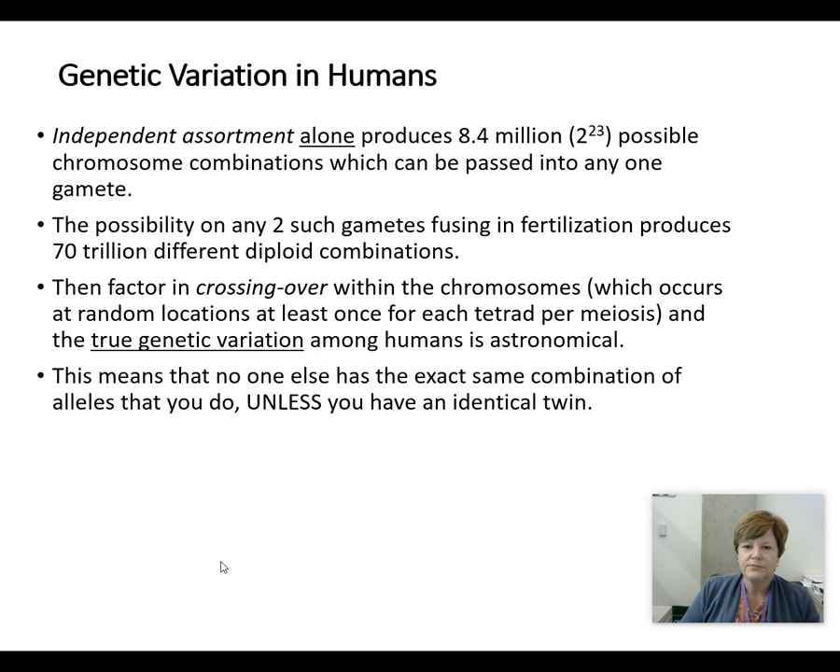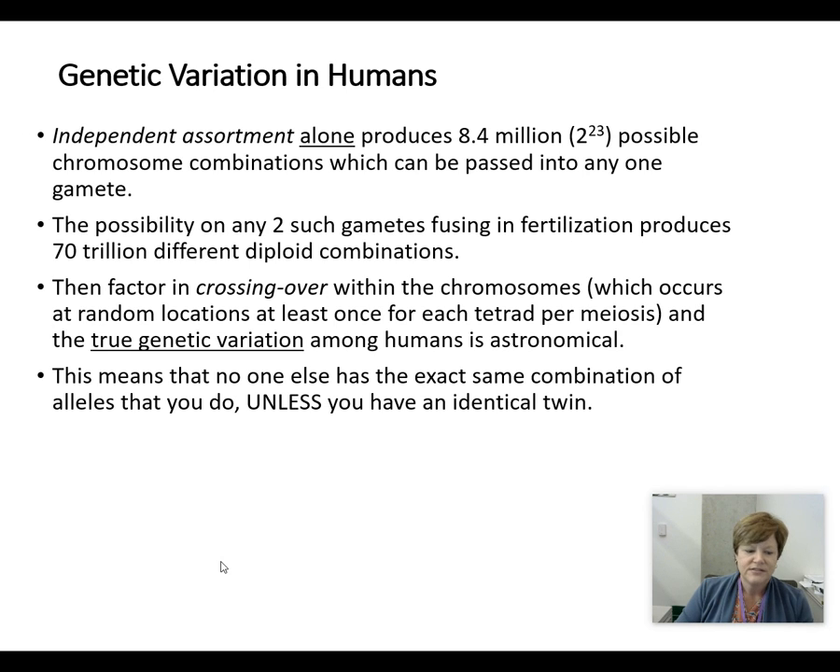So independent assortment produces by itself, because humans have 23 pairs, 8.4 million chromosome combinations that are possible in any gamete. Now remember that 2 gametes have to fuse together to create a new zygote. So the fusion of 2 gametes randomly could be any of those 8.4 million fusing with any other of the 8.4 million. So you end up with a possibility of 70 trillion different zygote combinations, diploid combinations of chromosomes.